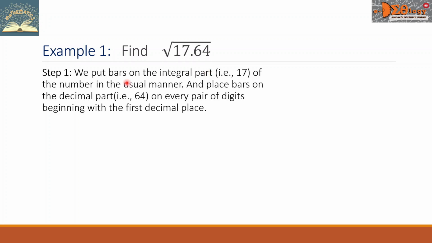Step 1, we put bars on the integral part. In this case, we have 17 of the number in the usual manner, and place bars on the decimal part. We have here 64 on every pair of digits beginning with the first decimal place. The first decimal place is 6 and the second is 4. That means there is one bar for the number 64, another bar for the number 17. Then we put the division symbol.